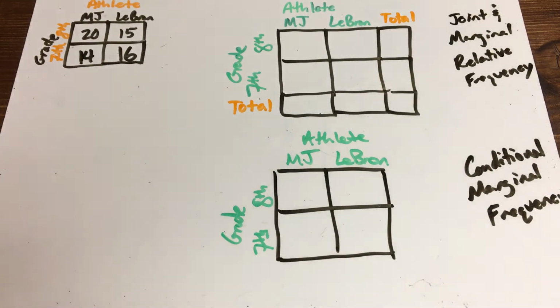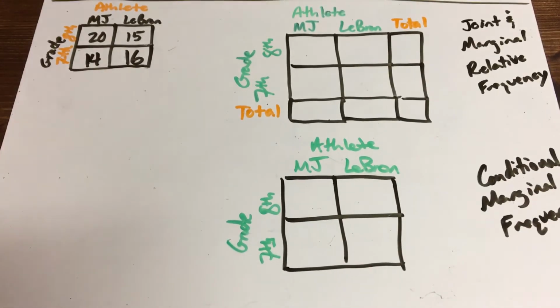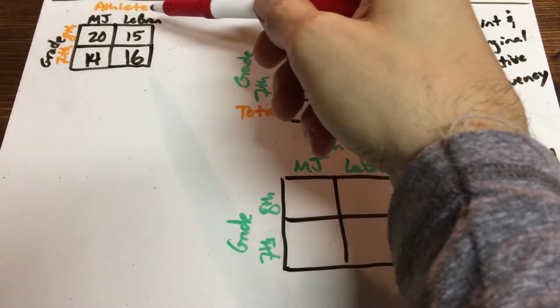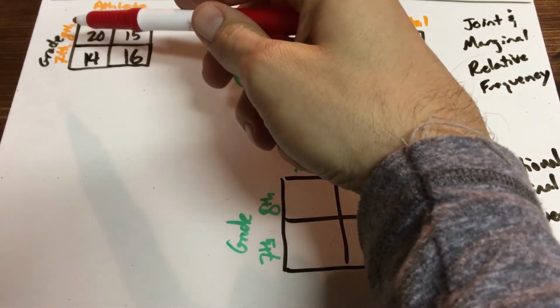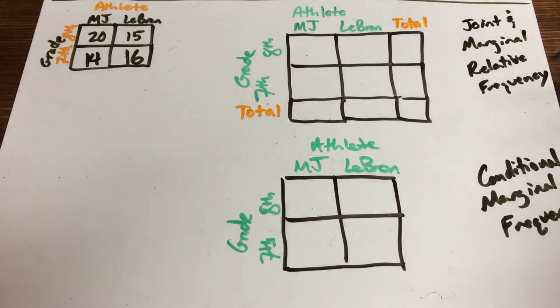I've been watching the Michael Jordan documentary on ESPN. So this is going to be like a survey of students for who they think is the better athlete, Michael Jordan or LeBron, right? So you got Michael Jordan, you got LeBron James, you talked to some 7th graders, you talked to some 8th graders. This is how many total kids voted for each athlete, correct?